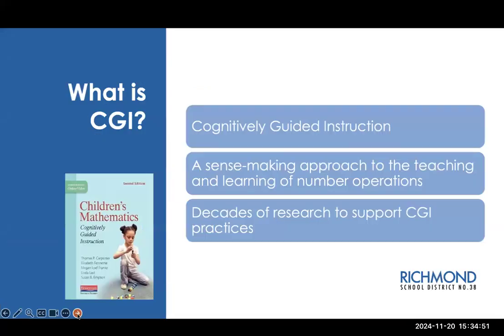So what is CGI? Just a quick review for those of you that are joining maybe for the first time along this series. CGI stands for Cognitively Guided Instruction, and it's a decades-long sense-making approach to the teaching and learning of number operations. There's various resources and websites that support the work and the research around cognitively guided instruction.